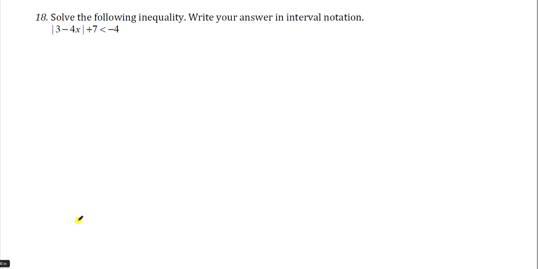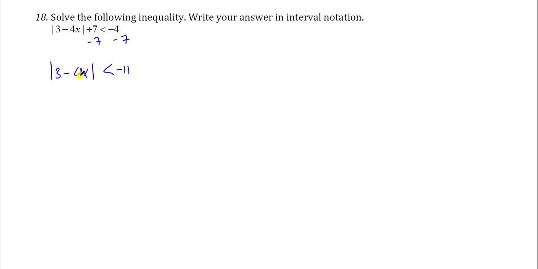The next question is solving the following inequality. Inequality is not equal. It's less than or equal, bigger than or equal. And then write your answer in interval notation. In this case, before we solve this one, we know that we have the absolute value of some expression, so we must isolate that to one side. So subtract 7 on both sides. I have 3 minus 4x less than minus 4 minus 1 is minus 11.